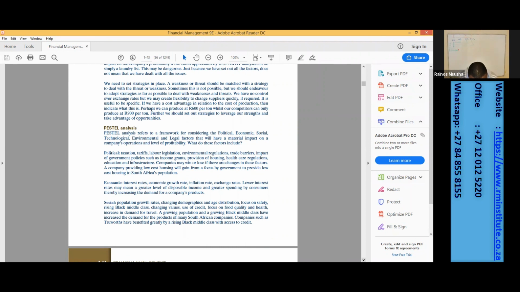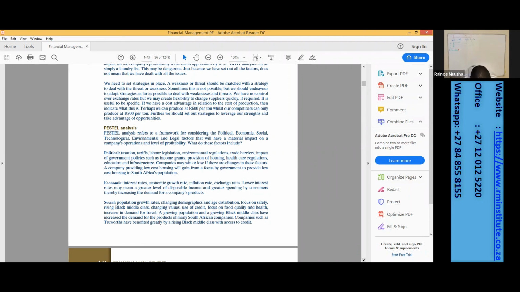The last one is the PESTEL analysis, where they say the PESTEL analysis refers to the framework for considering the political, economic, social, technological, environmental, and legal factors that will have a material impact on the company's operations and level of profitability. So what do these factors include?